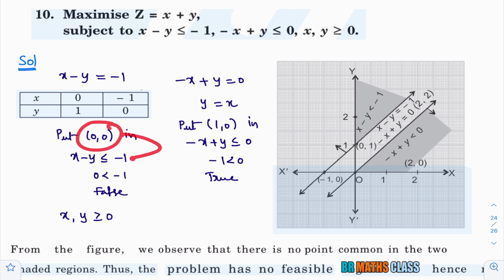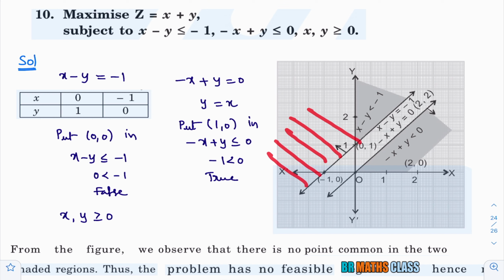I'll put 0, 0 in this inequality. You can observe that we got 0 less than minus 1. Actually 0 is greater than minus 1, so 0 less than minus 1 is false. If it is false, which side will we shade? The non-origin side. Please observe, this side we need to shade. As they gave x greater than or equal to 0 and y greater than or equal to 0, the feasible region is in the first quadrant only. That's why we will get this part.